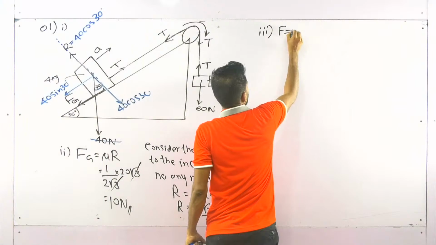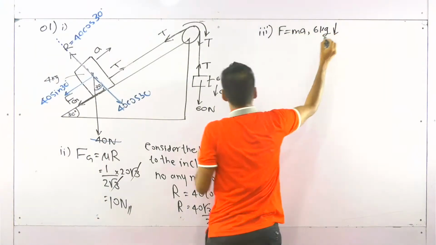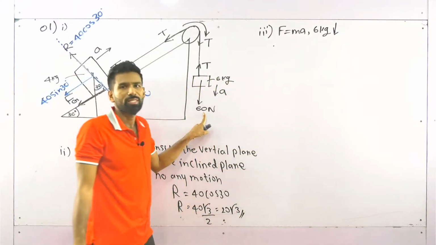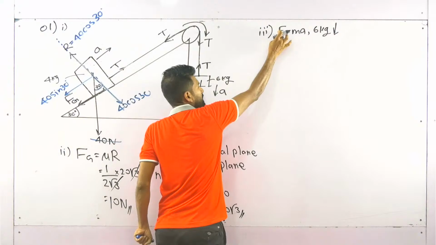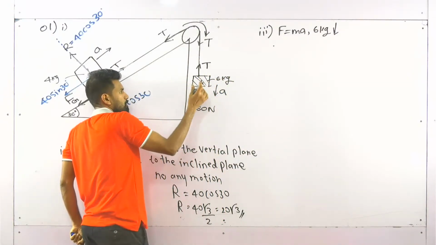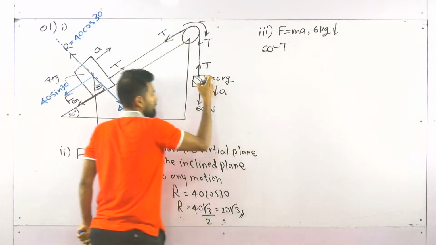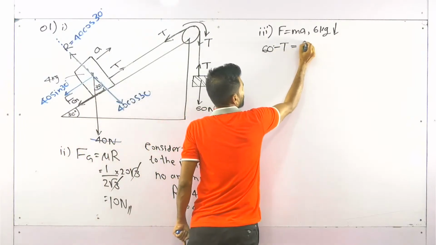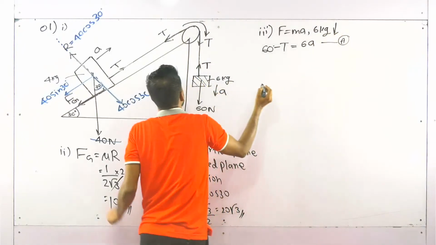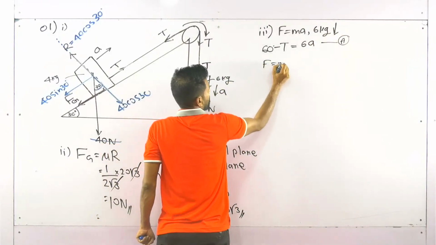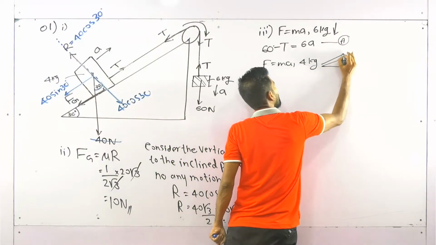Applying F equals ma for the 6 kg mass in the downward direction, this F is the resultant force acting on the system. So 60 minus T is equal to 6A. That is the first equation. And applying F equals ma for the 4 kg mass parallel to the plane in the upward direction.